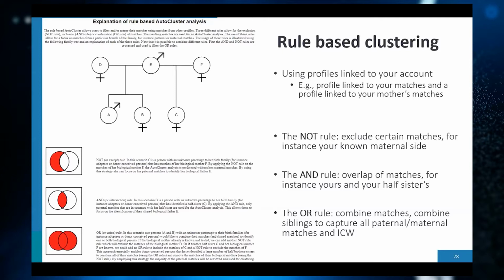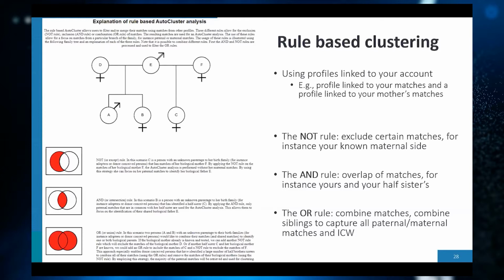There's also an AND rule, and this rule allows you to look for an overlap. So if you have a half-sister and you would like to find out about the shared parent that you have with your half-sister, for instance, a father in this case, you can use the AND rule. This will look at the matches of the half-sister and then only take into account the matches that you share with her, and then do the clustering of these matches. That then will provide only the clusters that are contained within these matches.